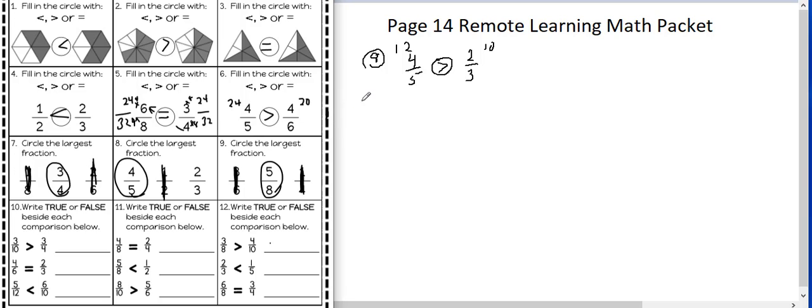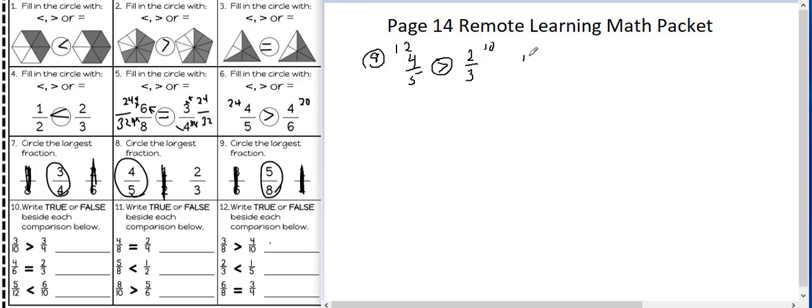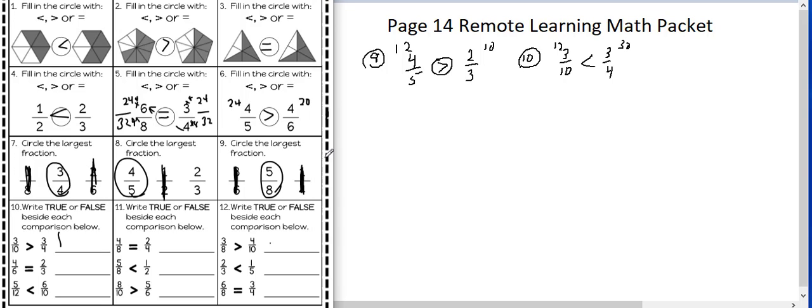All right, so number 10. I have 3/10 and 3/4. I'm going to cross multiply. 4 times 3 is 12. 10 times 3 is 30. Now I also should have known that I recognized 3/10 is less than 1/2, and clearly 3/4 is greater than 1/2. So that would be false.